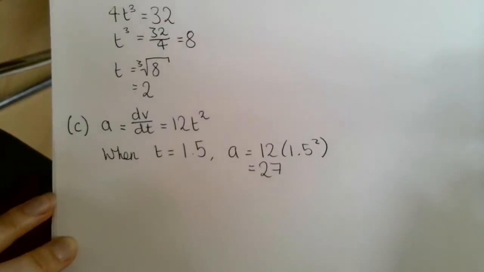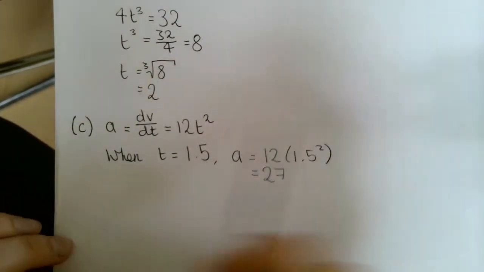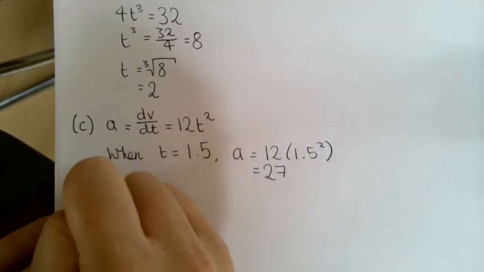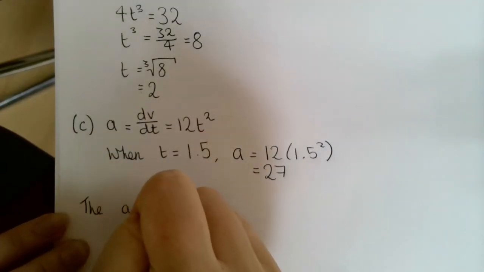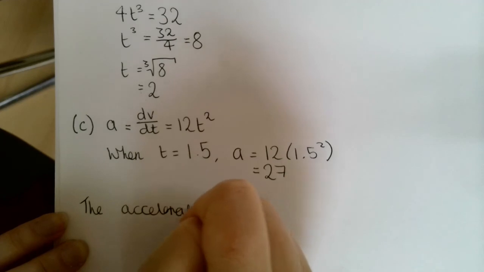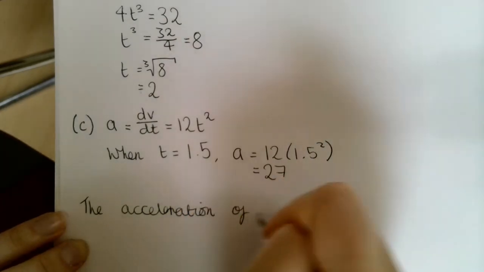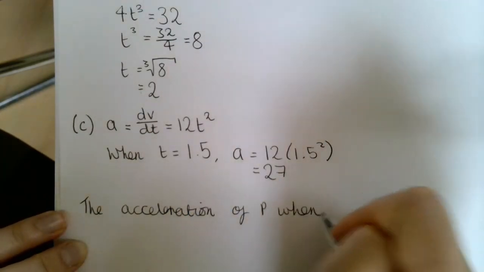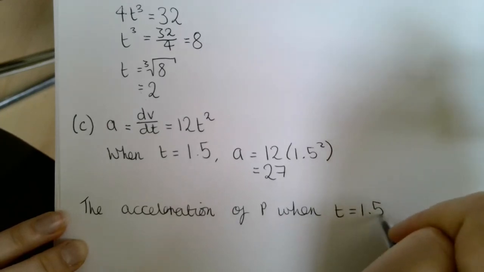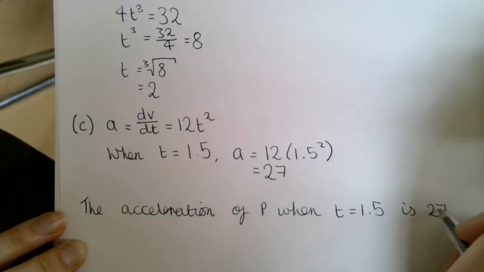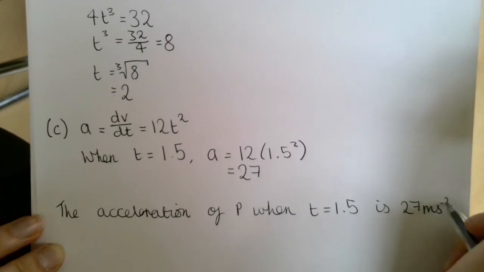Now we're asked to find the acceleration, not the value of a, so we need to write down our statement. The acceleration of p when t equals 1.5 is 27 meters per second squared.